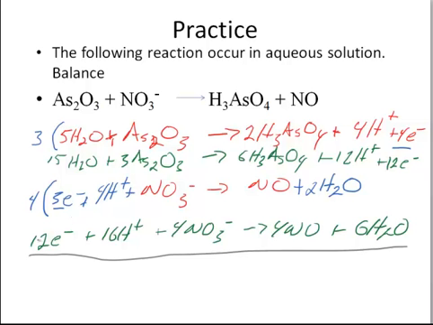So let's look on this side. I've got 12 electrons on this side, 12 electrons on that side. Okay, so those are canceled. I've got 16 H's on this side and 12 on that side. So that means 12 of those are gone, and that leaves me with 4 H pluses. Right? Then over here, I've got 6 waters on this side. I've got 15 waters on that side. So those 6 waters are gone, and that leaves me with, wait a minute, did I do that?